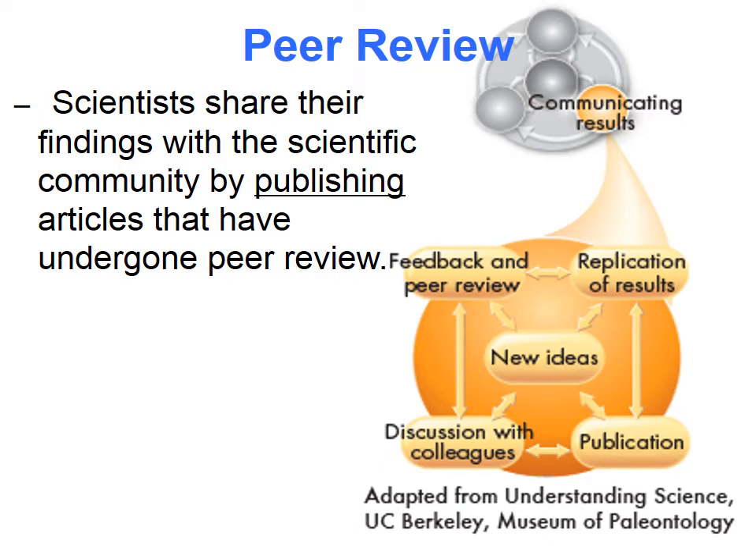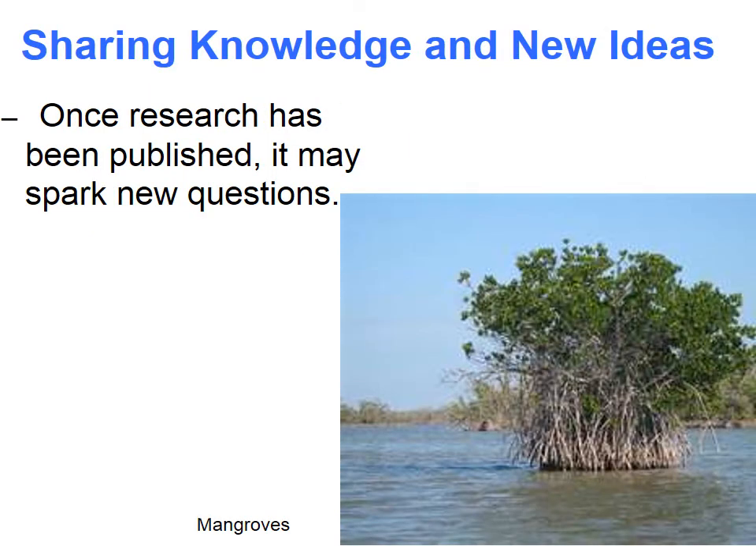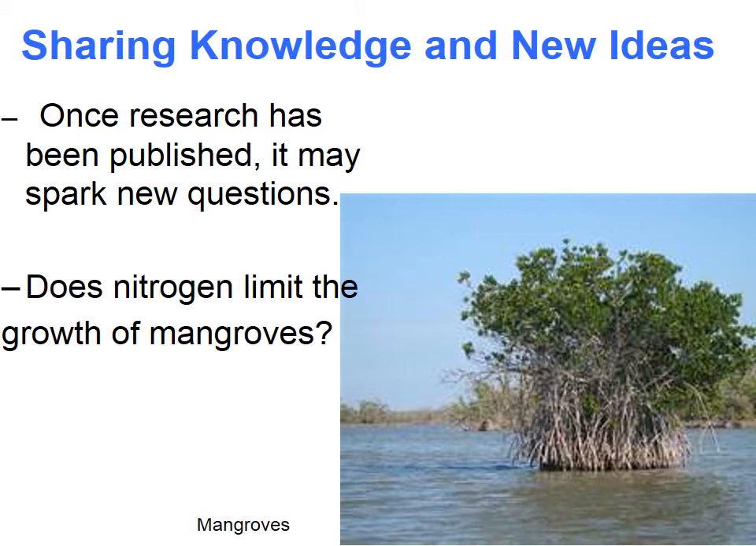Now, once they publish it and it's been peer reviewed, scientists might have other questions. Remember earlier when we were talking in the last section, we were talking about the marsh grass and that nitrogen helped with the growth? Well, one question that it might spark would be whether or not this nitrogen limits the growth of mangroves. This is a picture of a mangrove, and they have roots that are above the ground, and they're usually in swamp areas, places like that.